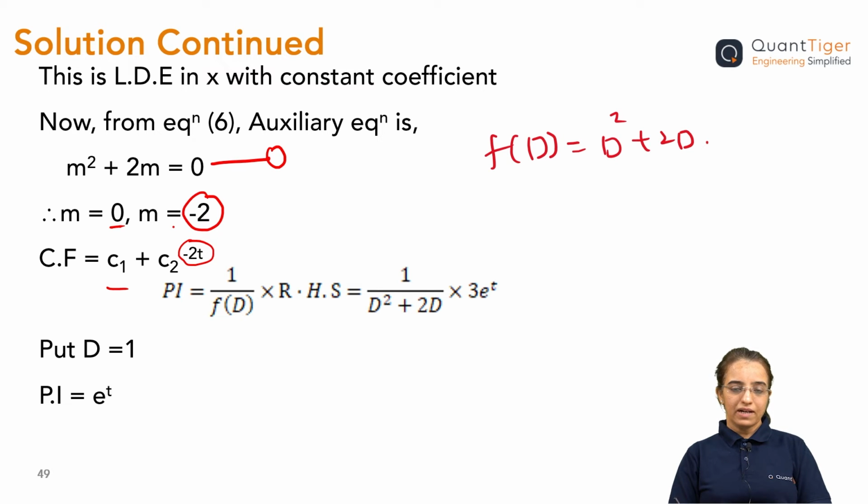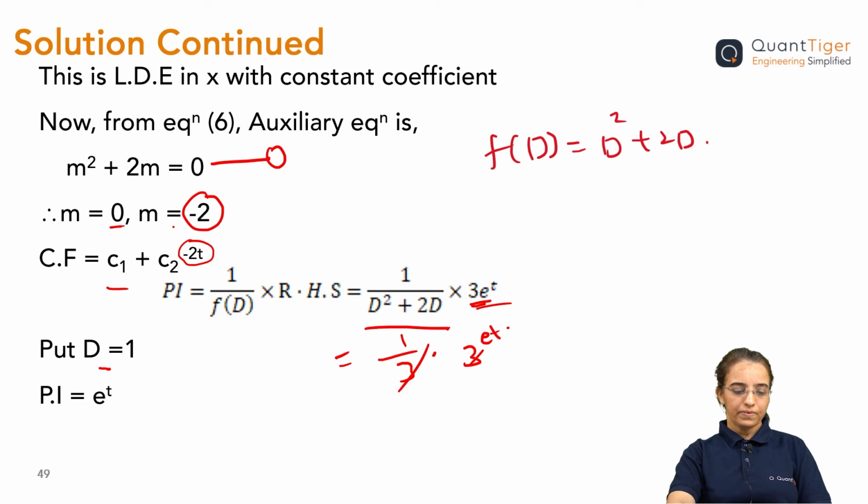So, now the particular integral formula you know: 1 upon f of D into the RHS of the given equation we will be writing. f of D has already come here. Whatever is in the RHS, 3 into e to the power t, I have put it here as it is. Now again, here there is only a constant with e to the power t. So, I will substitute D is equal to 1 and I will get 1 upon 3 into 3 into e to the power t. So, 3 will get cancelled. So, PI will be equal to e to the power t. So, this is my PI.